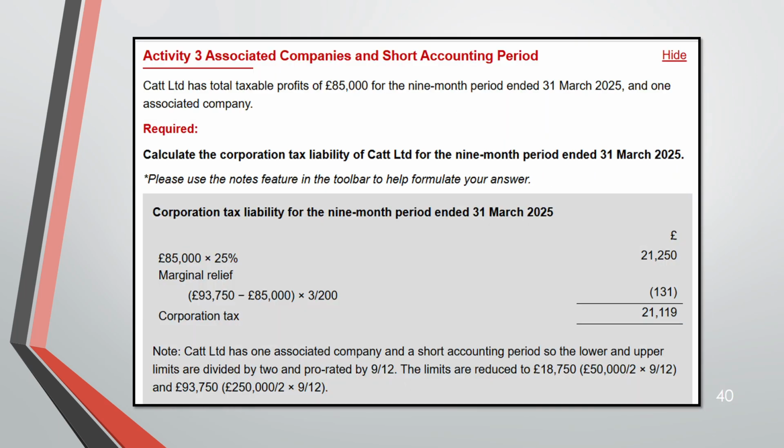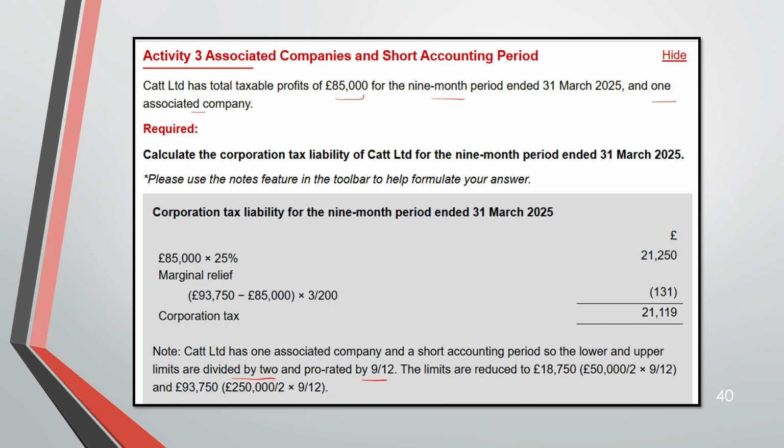Now, activity 3. Same, 85. This is for 9 months and one associated company. So you have to divide by 2 because with CAT, one associated company. So you have to divide it by 2 and prorate by 9 divided by 12.